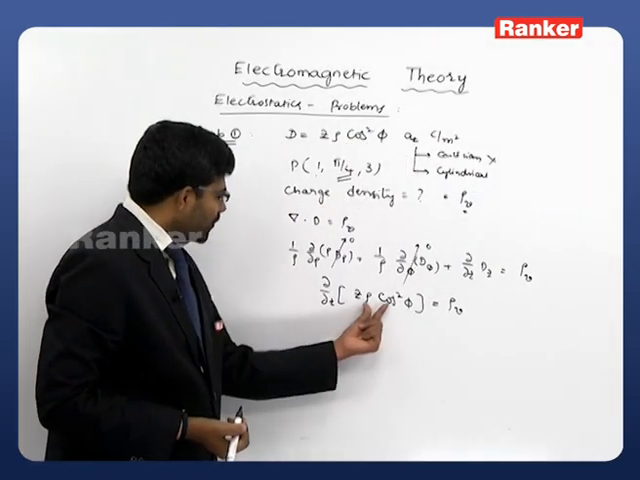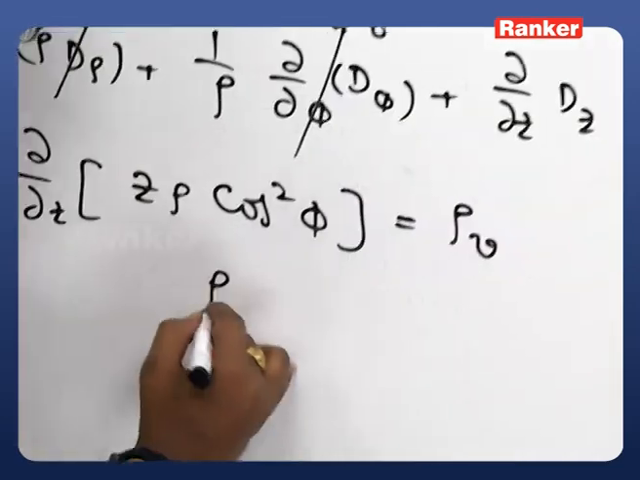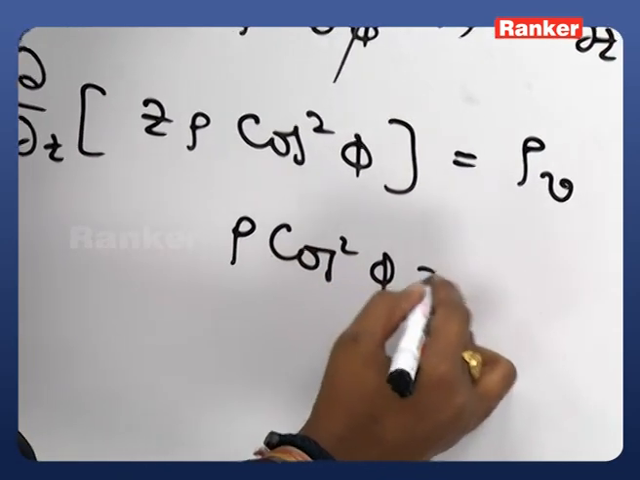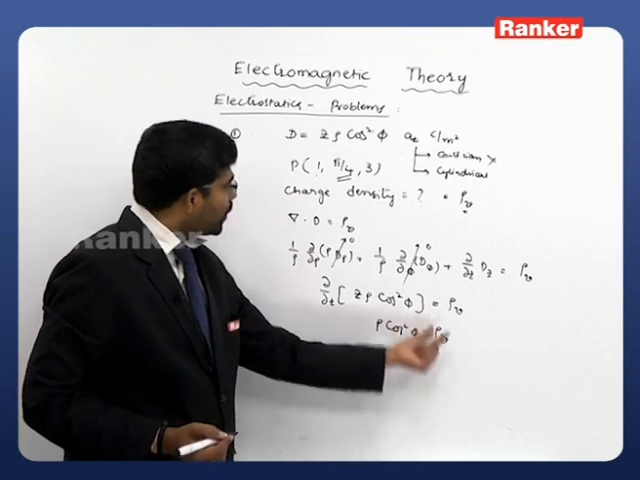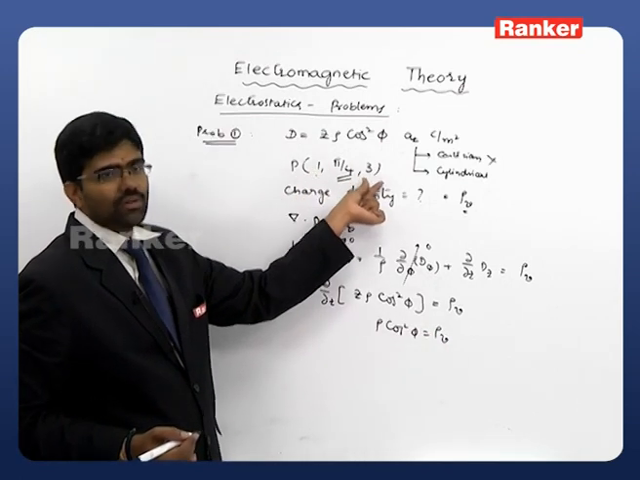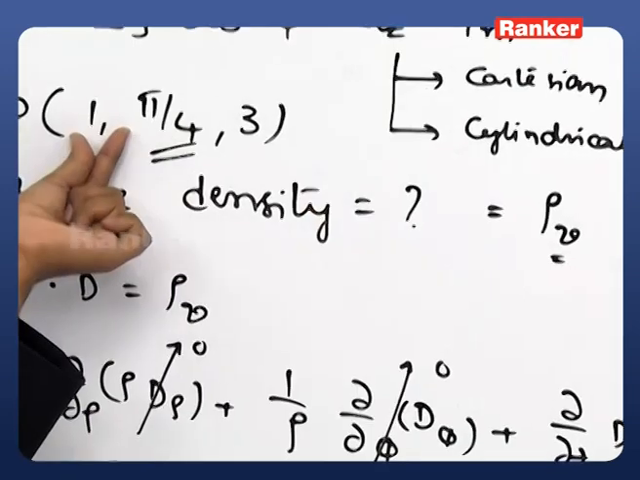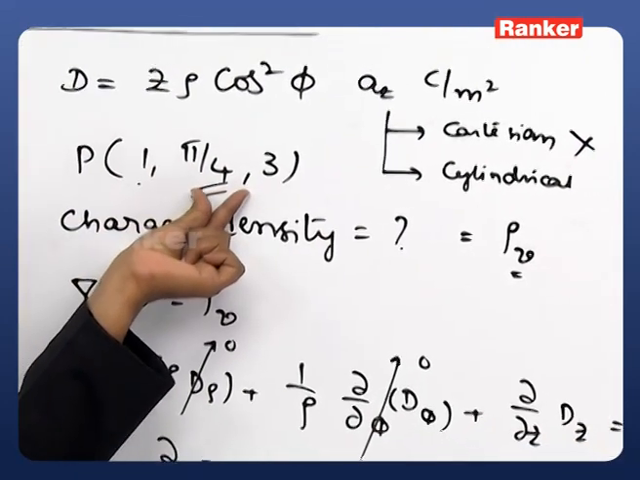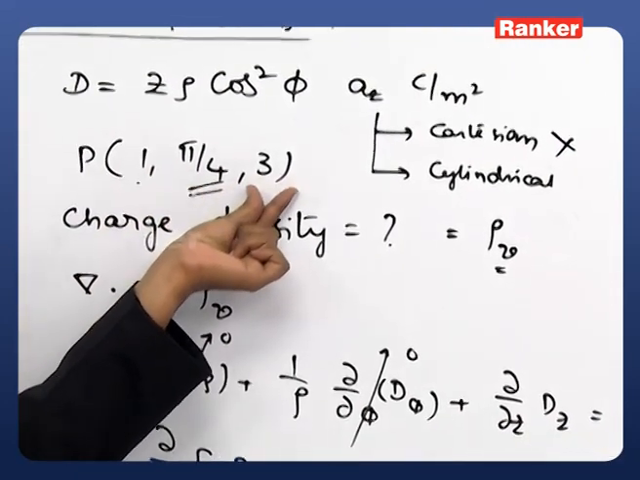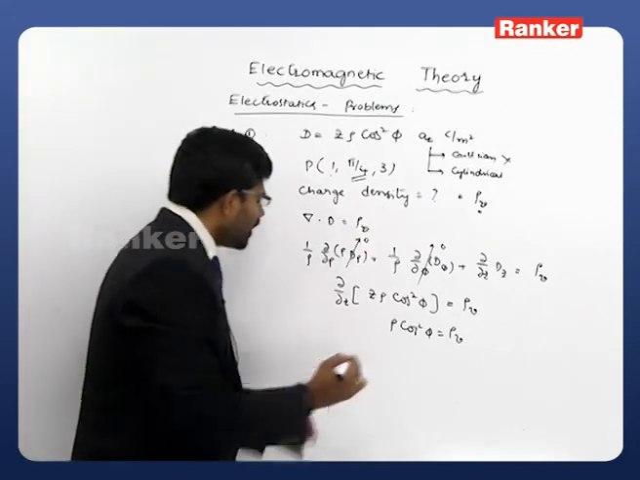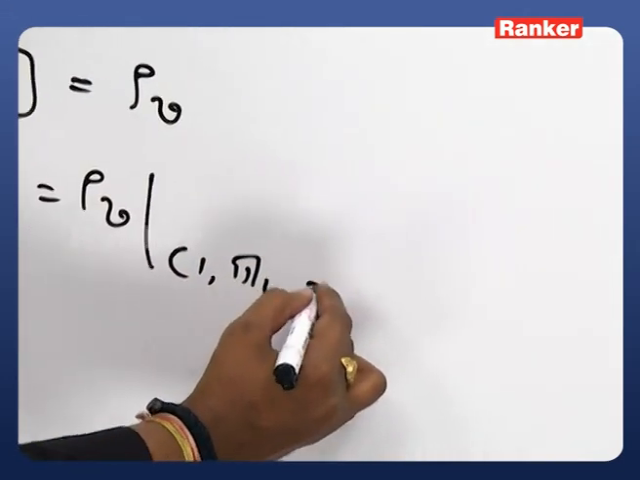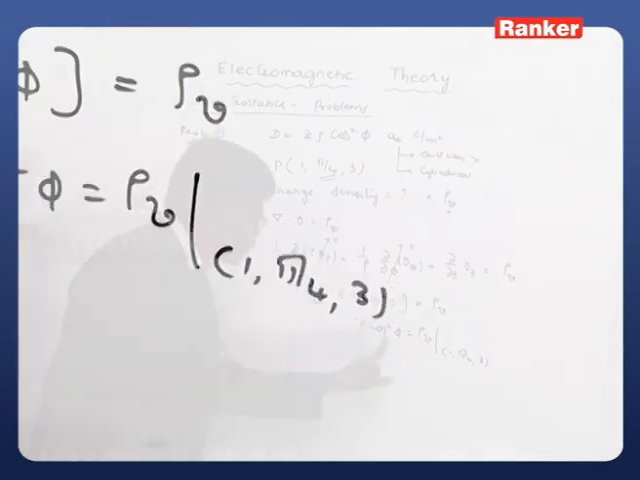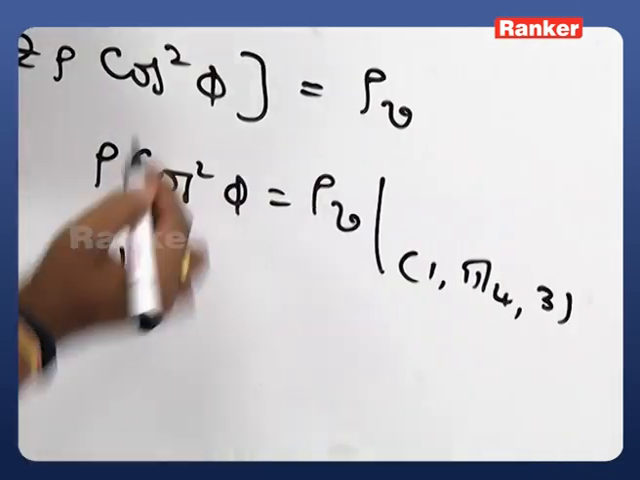So clearly the differentiation of this particular quantity is rho cos square phi, which is simply equal to our rho V. Now where do we require this rho V? At some point P(1, pi by 4, 3). So instead of rho substitute 1, instead of phi substitute pi by 4, instead of z substitute 3. So clearly this one will be calculated at (1, pi by 4, 3).